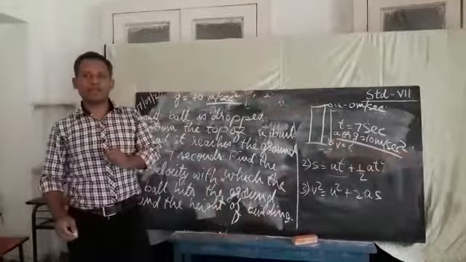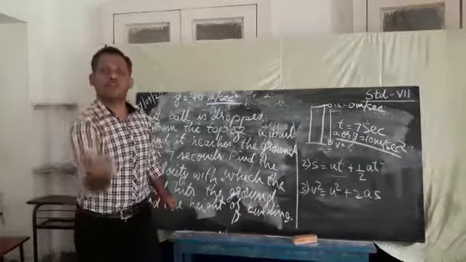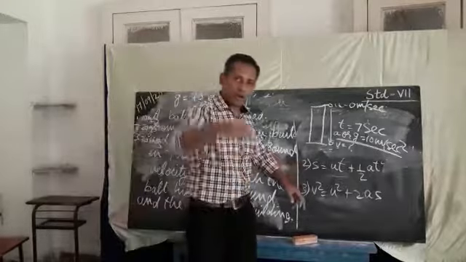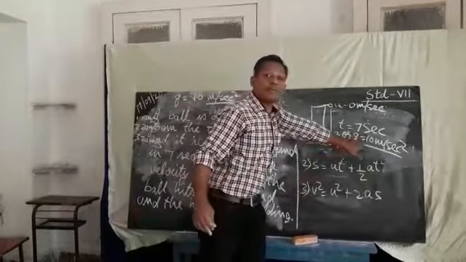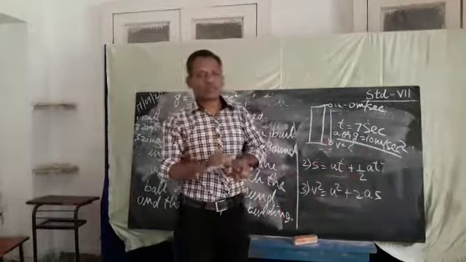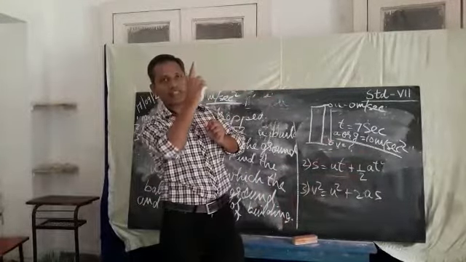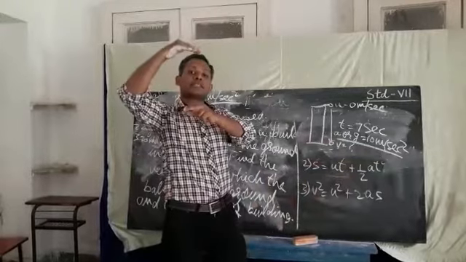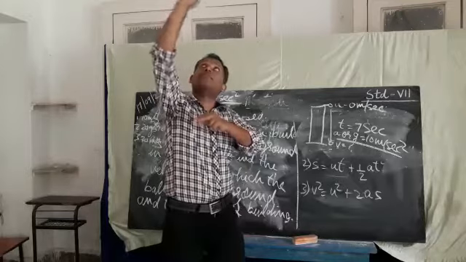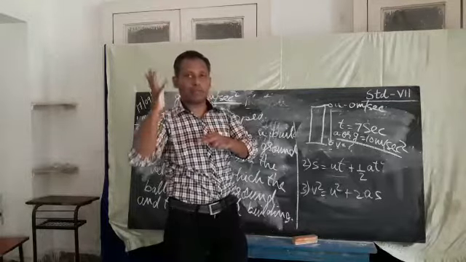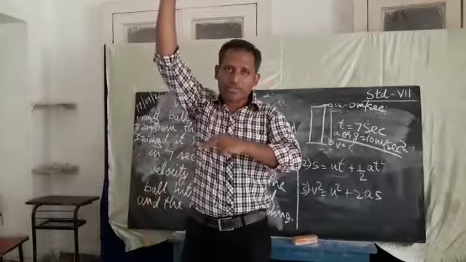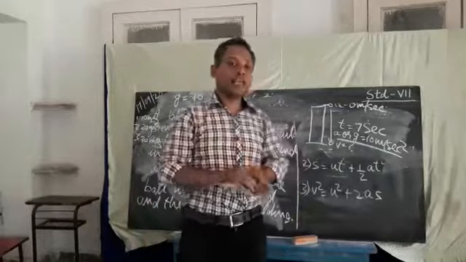One more thing to remember is, when you are throwing the body up, its velocity will decrease. When the body is coming down, its velocity will increase. So when your body is dropped, its acceleration will be 10 meter per second square. When you throw it up, it will be minus 10 meter per second square. Suppose I throw a body with 70 meter per second velocity up. After 1 second, it will become 60, 50, 40, 30, 20, 10 and then 0. When it becomes 0, it will start coming down. This you have to keep in mind. When you are throwing a body up, its velocity will decrease. When the body comes down, its velocity will increase.